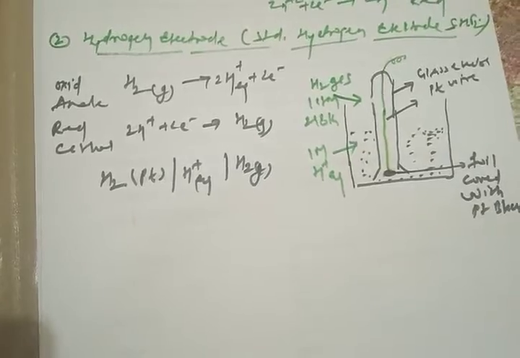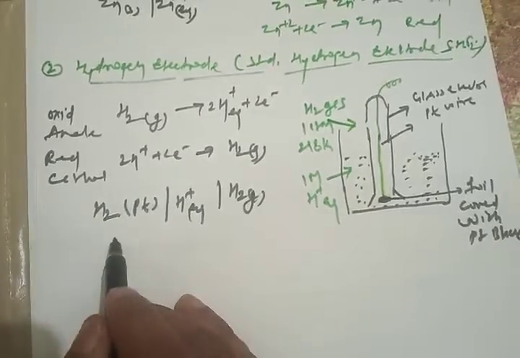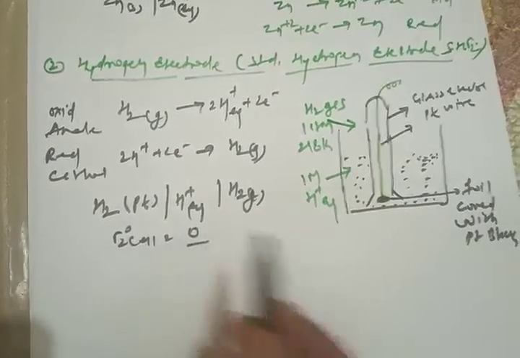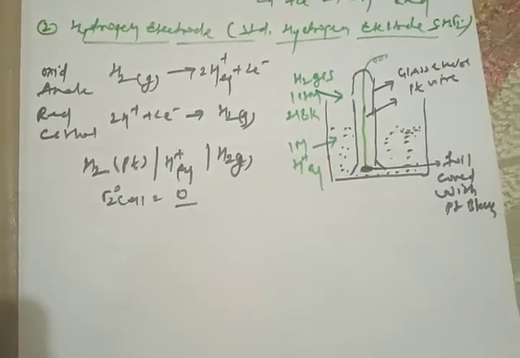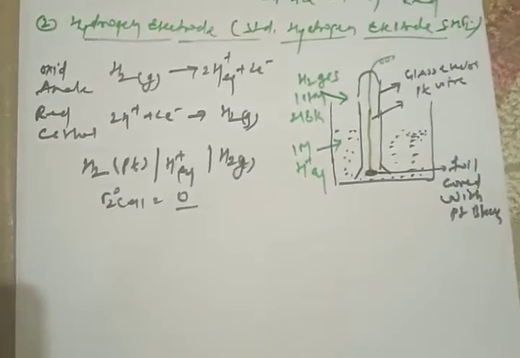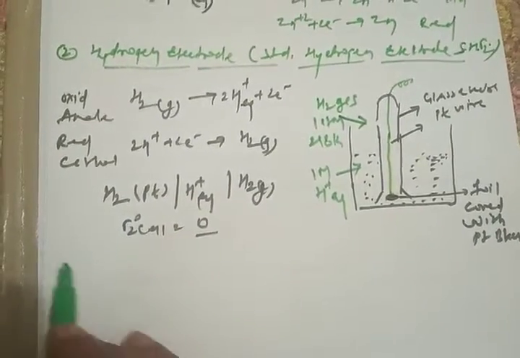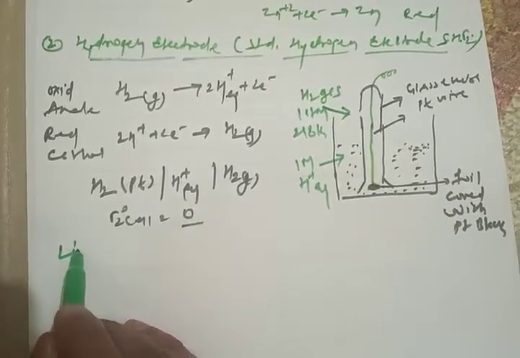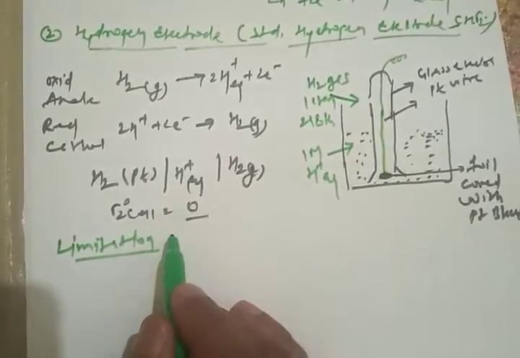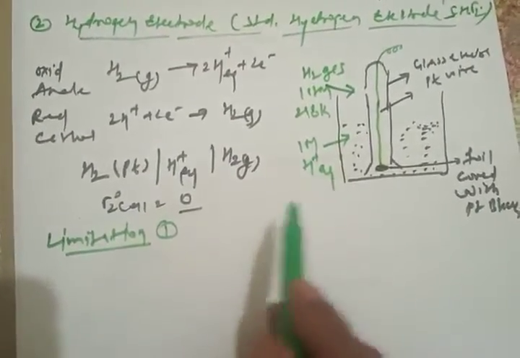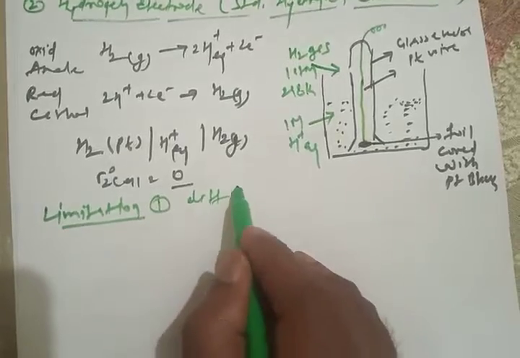The value of EMF, the E cell value for this, is 0, and this is the reason the hydrogen electrode is taken as a standard electrode, because compared to this we can calculate the EMF of different metal electrodes. But it has some limitations also. What are those limitations? First limitation: it is very difficult to maintain this atmosphere of 1 atmospheric pressure and standard temperature.